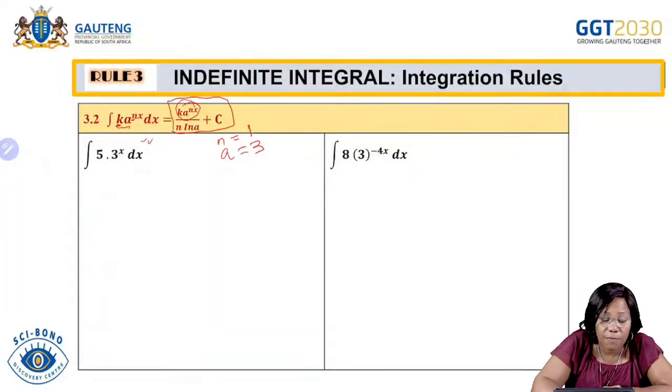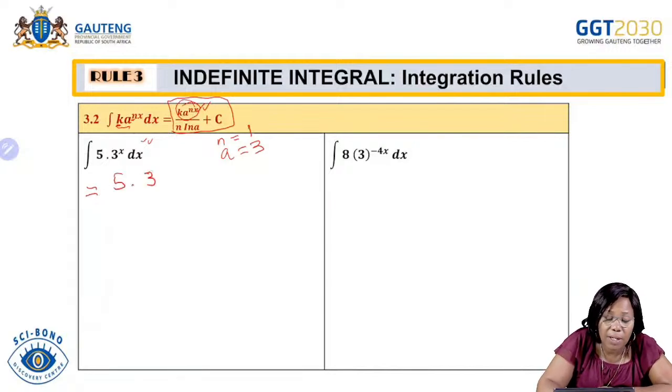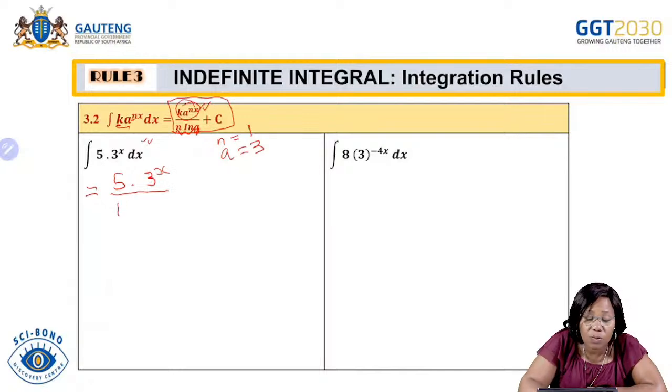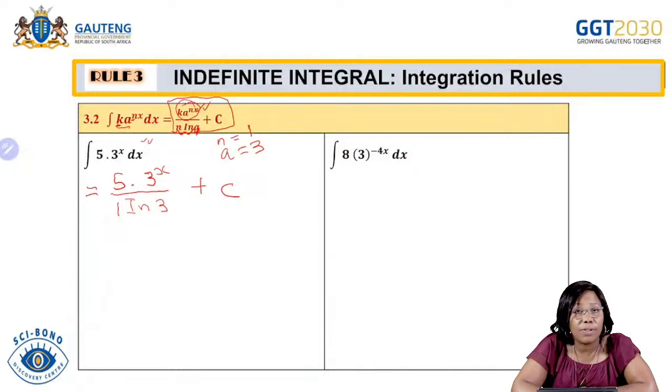Now following the rule, let's see what this rule says. It says take your expression as it is. We will have the same 5 multiplied by 3 to the power x all over, and for the denominator it says write the value of n. In this case it's 1, and then ln of a, which is 3, and then plus c. That is your answer, grade 12. Can you see? I didn't multiply any 5 by 3. Okay, let's move to the next one.